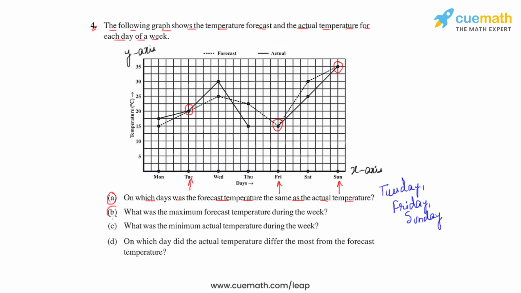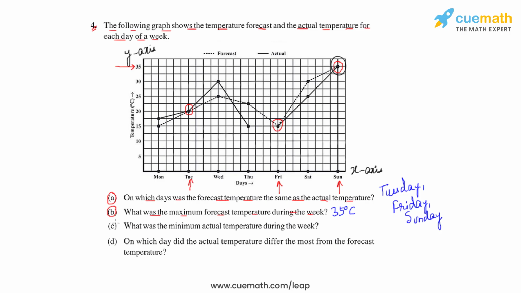Now moving on to question B, where we'll have to answer the maximum forecast temperature during the week. Now the forecast temperature is represented by the dotted line and the maximum would be on this day, which is Sunday. As we see, this is the maximum increase in the forecast temperature, and if we observe the y-axis, this point represents that maximum value. Hence the answer for this question would be 35 degrees Celsius.